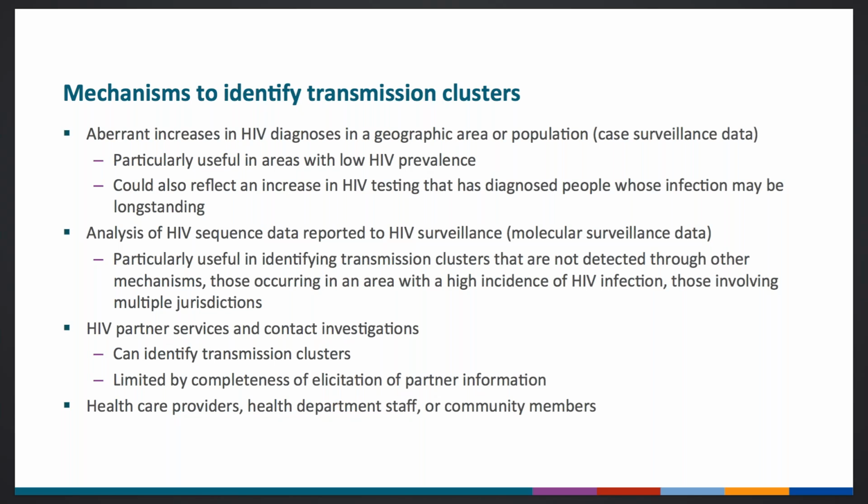This approach is particularly useful in identifying transmission clusters that are not detected through other mechanisms, those occurring in an area with a high incidence of HIV infection, and those involving multiple jurisdictions. HIV partner services and contact investigations can also uncover transmission clusters, but may be limited by completeness of elicitation of partner information. And then finally, sometimes healthcare providers, health department staff, or community members may become aware of a situation and raise that to our attention.